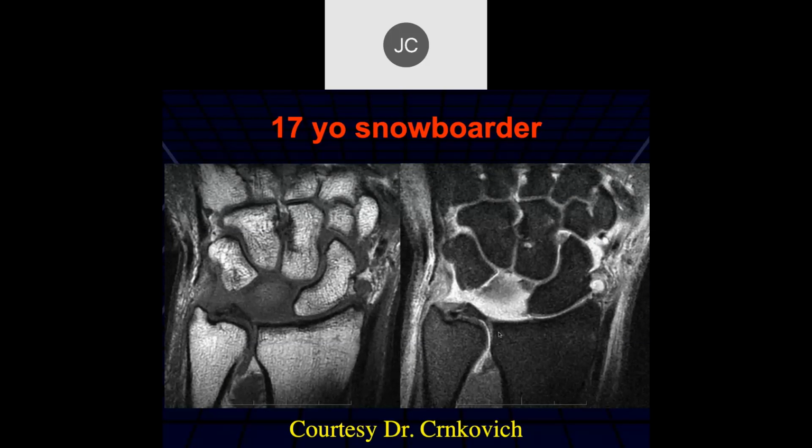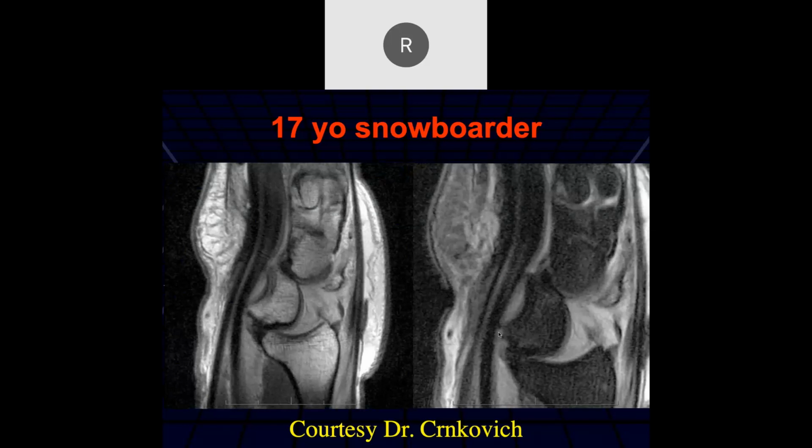Robert. All right, so we have a 17-year-old snowboarder, and I don't see much of a lunate at all here on these coronal images. Yeah, there, it looks like it's dislocated. This looks like a straight lunate dislocation. The capitate still looks like it's pretty well aligned. Yeah, so this is another lunate dislocation. Good.